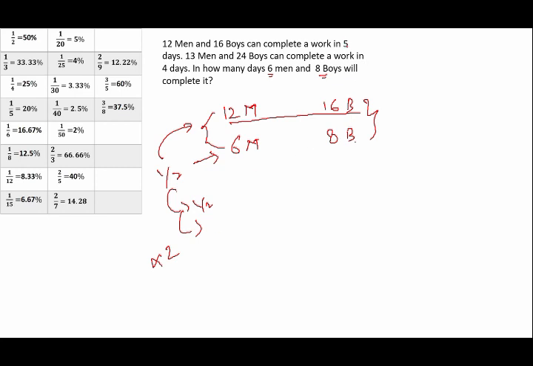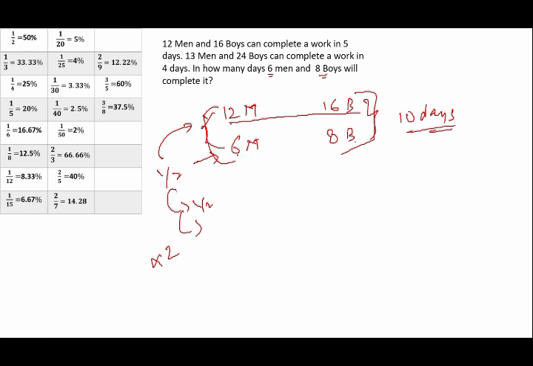So you had 5 days here when 12 men and 16 boys were working. You have reduced it by half to 6 men and 8 boys, which means it will take 10 days to complete the work. Wasn't it easy? Well, you have to look for such data in your questions. It will make your process very easy and quite compatible to work with.